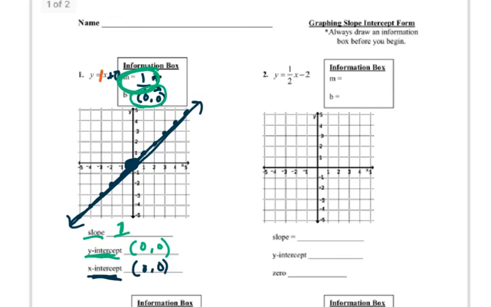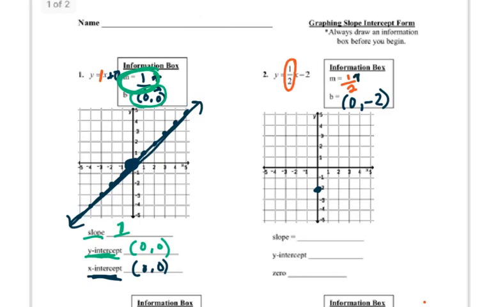So let's try the same thing for number 2. Number 2, it says y equals 1/2 x minus 2. So my slope is 1/2. My y-intercept is minus 2, or negative 2. I'm ready to graph the line because I have a begin, I have a y-intercept, and I have a move, I have a slope. So I begin at the number negative 2.